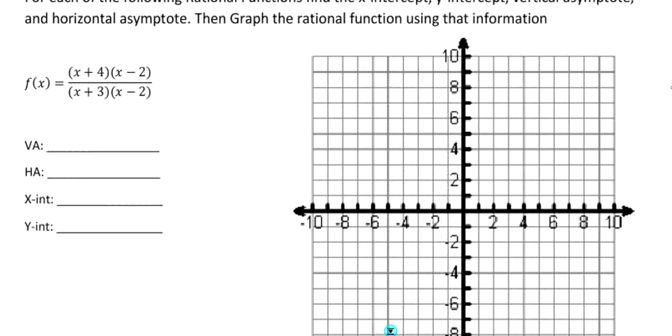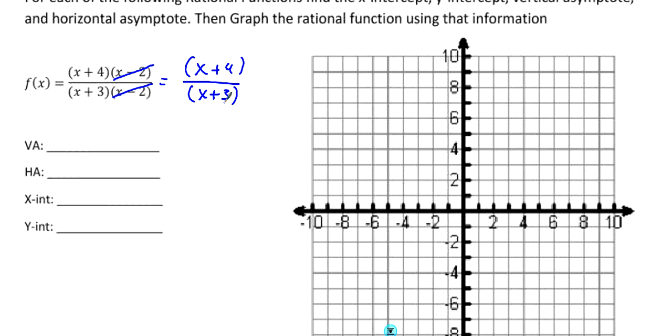But notice I have this same factor showing up here, x minus 2 and x minus 2. And we know that if we take that, we can divide it out, right? x minus 2 divided by x minus 2 is 1. So we're left with x plus 4 over x plus 3. Now, that doesn't mean that it's gone, okay?